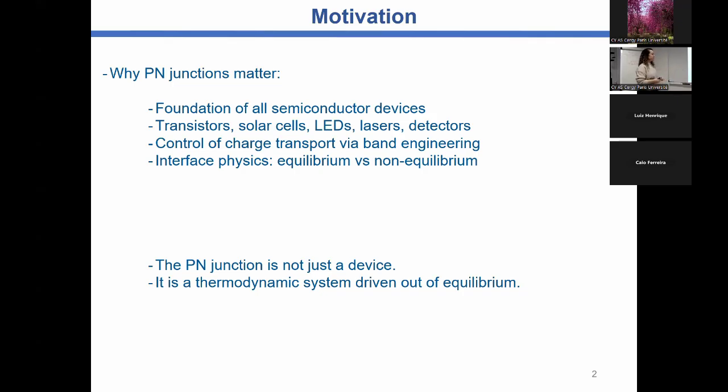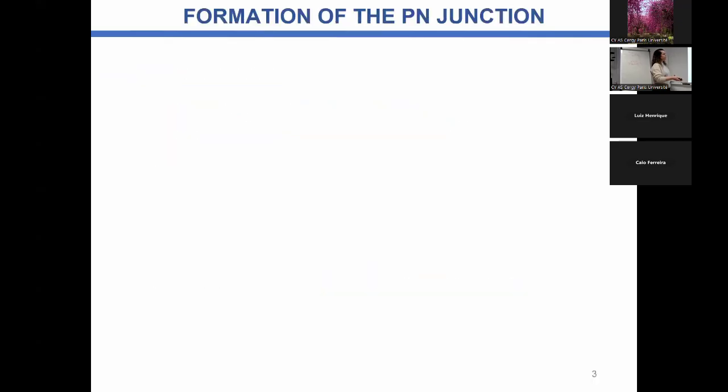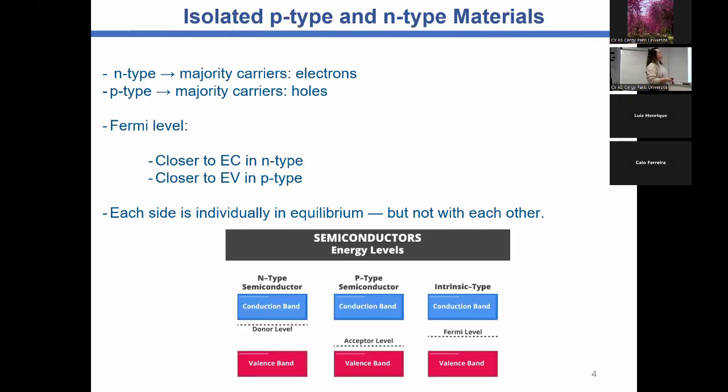And the p-n junction is not just a device, it is what rules the devices. The p-n junction is a thermodynamic system driven out of equilibrium. So we'll start understanding what happens during the formation of the p-n junction.